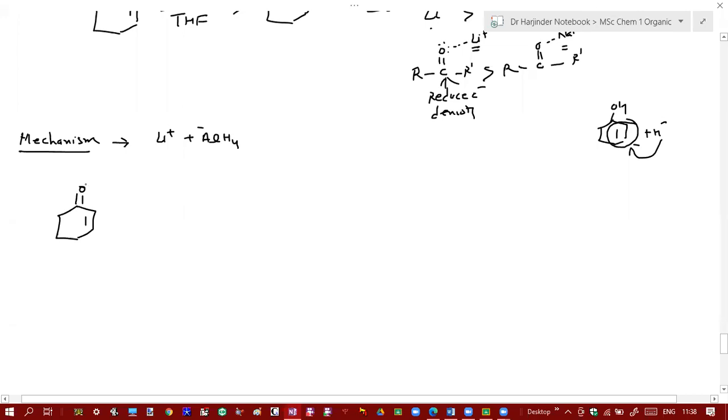So first of all, lithium will combine with this oxygen, make this carbon more reactive, and this can shift over in between this carbon-carbon bond. And then 1,4 addition takes place firstly.